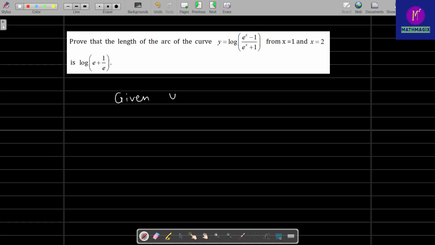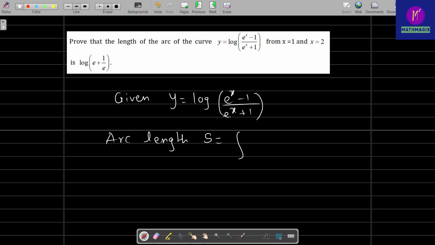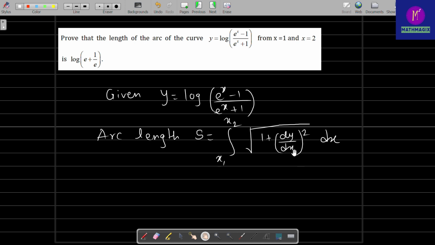We are given y equals log of (e^x minus 1) upon (e^x plus 1). That means y is a function of x here. So obviously we will use the formula to find arc length when y is a function of x. Arc length s is equal to the integration of the square root of 1 plus (dy/dx) the whole square, dx. Obviously, here we will write down the limits of x from x1 to x2. In this formula, we require dy/dx, so we will first find dy/dx of the given function.